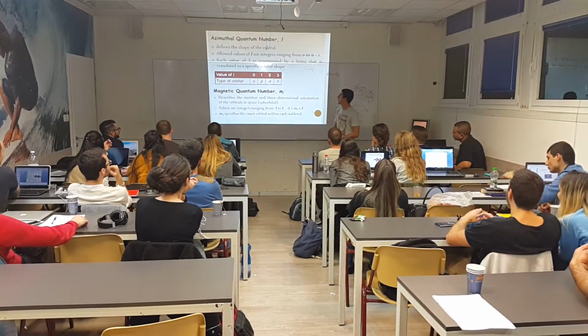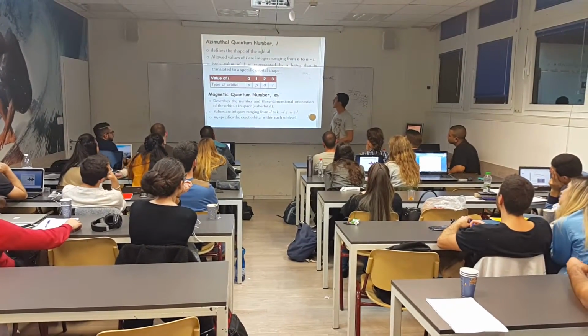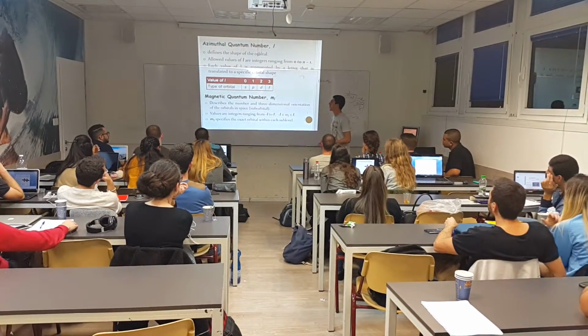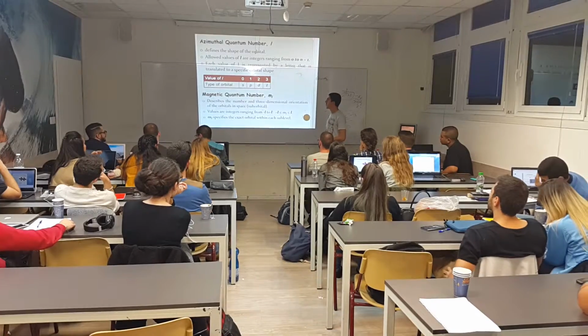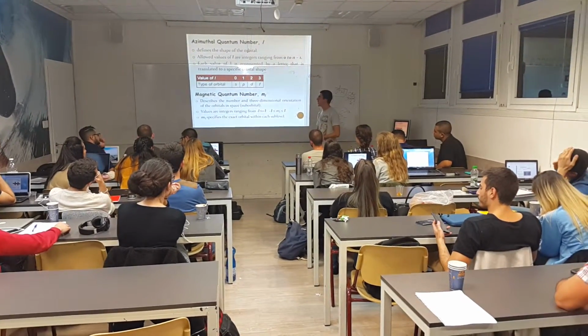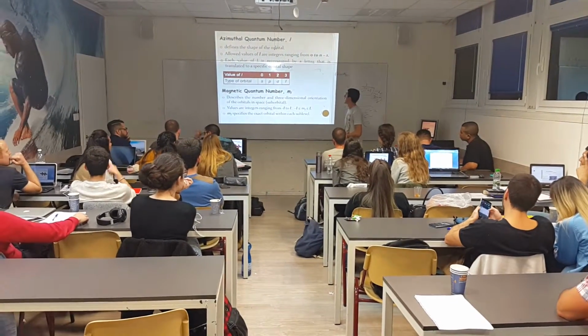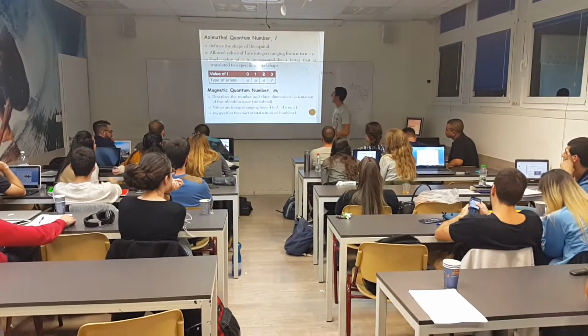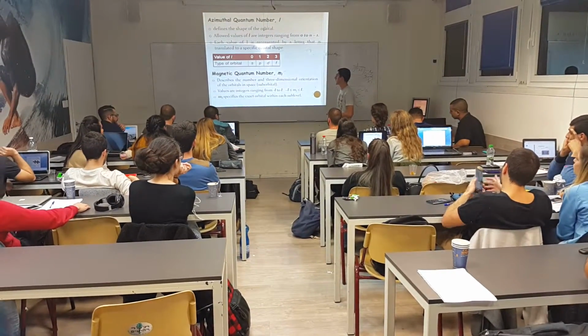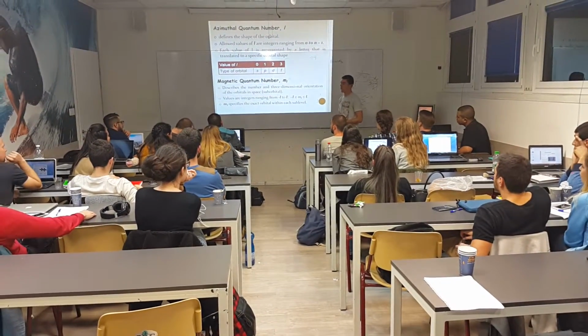Okay, the next quantum number is the azimuthal quantum number. We use the letter L, and this gives us the shape of the orbital. You can see for each value of L we have a different shape. When L is 0, we have the S orbital. When L is 1, we have the P orbital. And the range of this quantum number is until n minus 1. So that gives us the shape of the orbital.